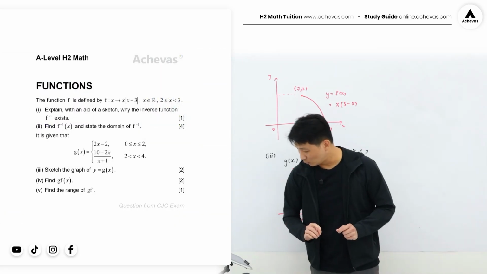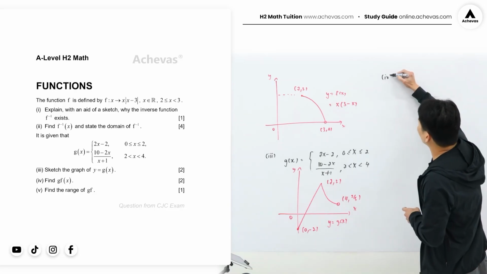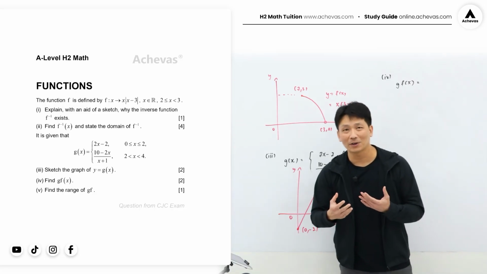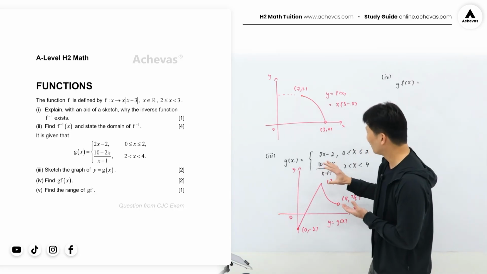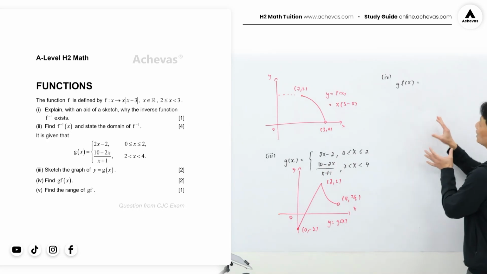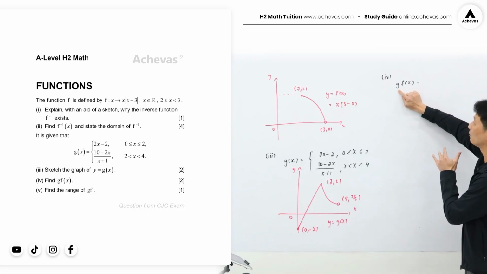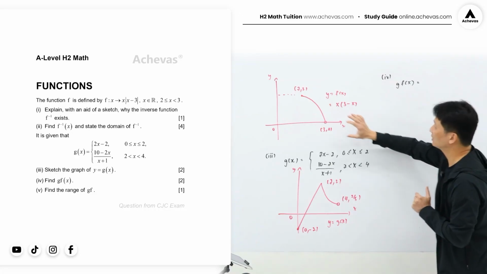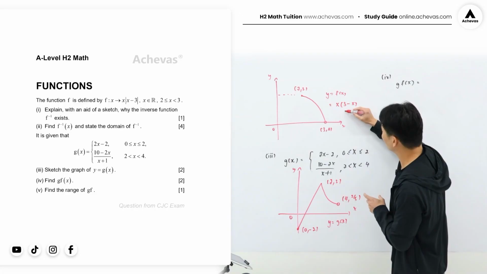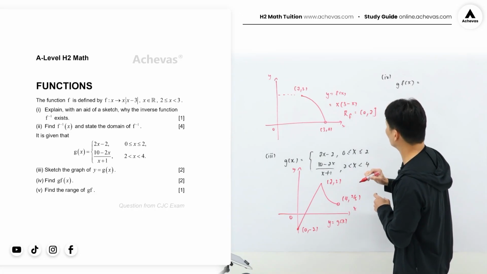In part 4 of this question, we are supposed to find the composite function gf(x). For the composite function gf(x), it's not very direct because we are dealing with a piecewise function. But if we understand what this composite function is about, basically we are going to use the output of f to feed into the input of g. So the output of f is the range of f, which is defined to be from 0 to 2 inclusive.